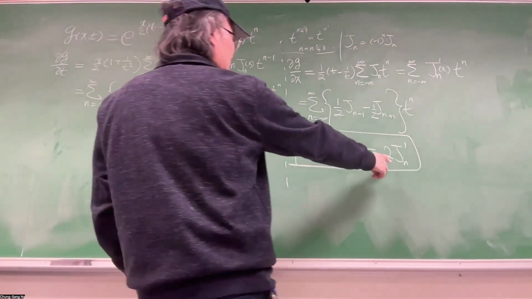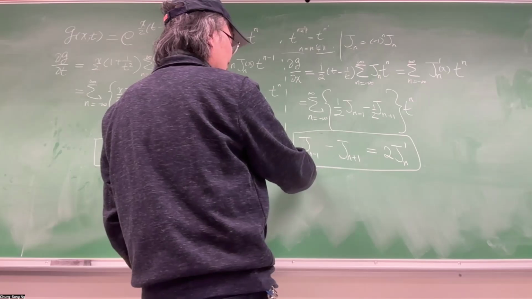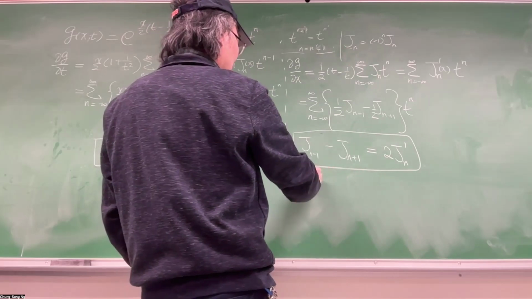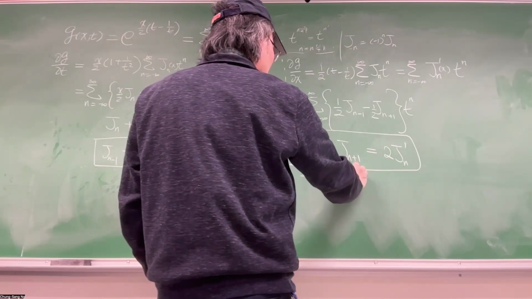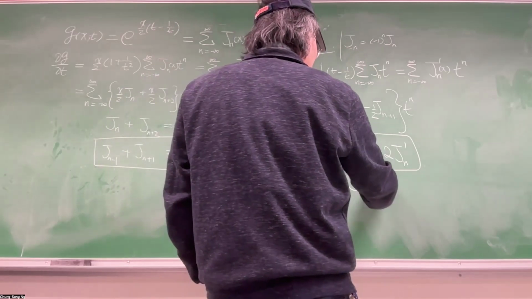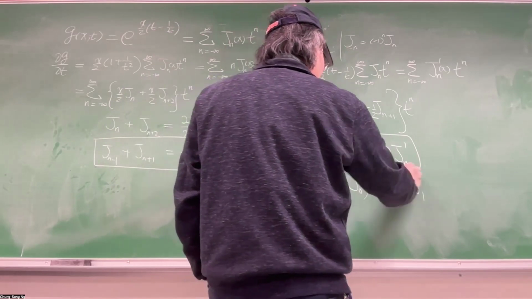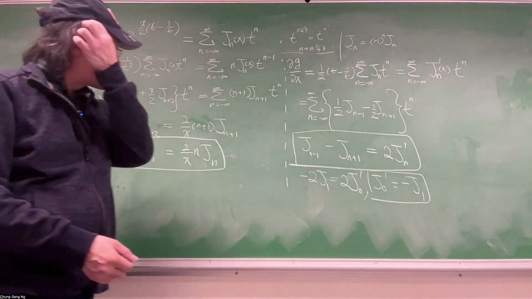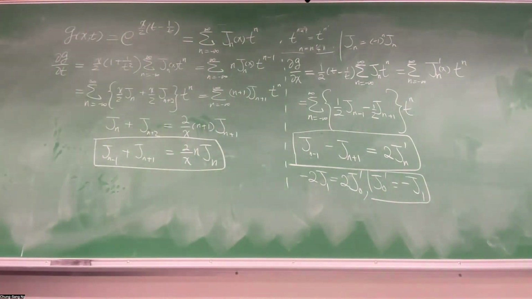For n equals 0 in here, that is different because this is a minus sign. So this is J minus 1 minus J 1, and then using the same relationship, this becomes minus 2 J sub 1 equals 2 J 0 prime. So that gives you the derivative. J 0 prime is actually minus J sub 1. So that's a neat special relation. The derivative of the zero order Bessel function is given by the negative of J sub 1. So that sometimes is useful.